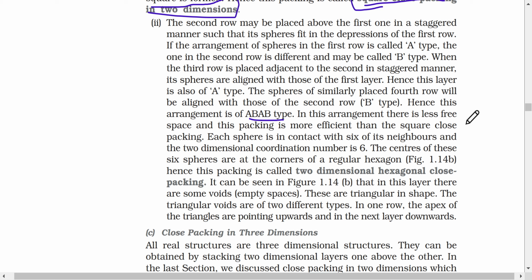Fine. In this arrangement, there is less free space and this packing is more efficient than the square closed packing. जहाँ free space कम होगा, जहाँ packaging ज़्यादा efficiently होगा, वो हमारा hexagonal closed packing है. Each sphere is in contact with 6 of its neighbors, unlike square closed packing in 2D. वहाँ पे coordination number was 4. Here it is 6. The centers of these 6 spheres are at the corners of a regular hexagon. जब हम इन neighboring atoms के centers को join करते हैं, हमें hexagon मिलता है. इसीलिए इसको हम two-dimensional hexagonal closed packing बोलते हैं.